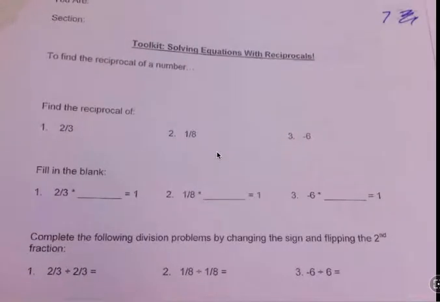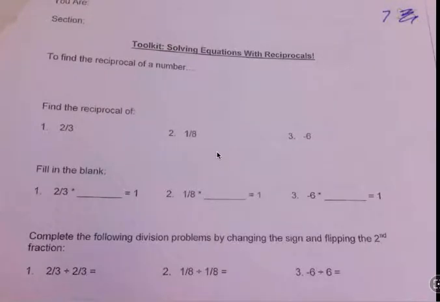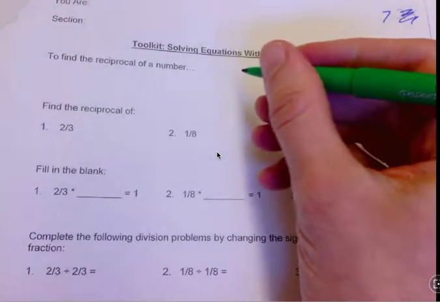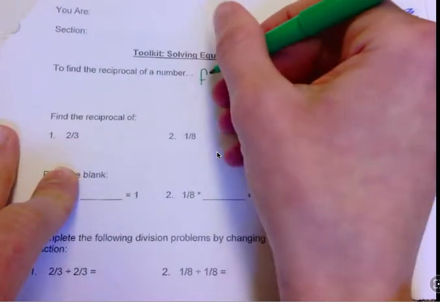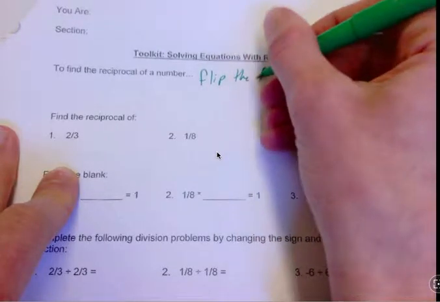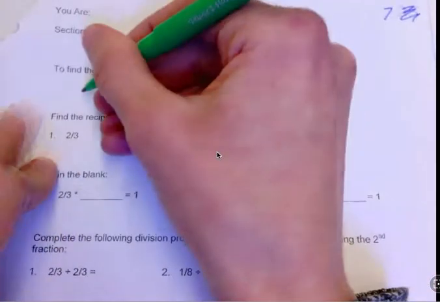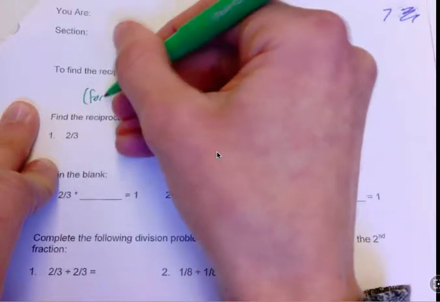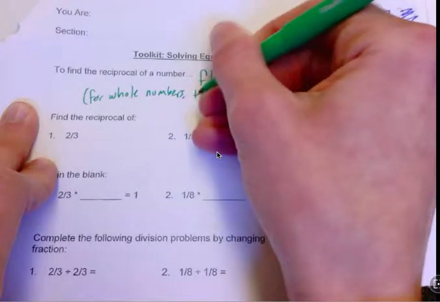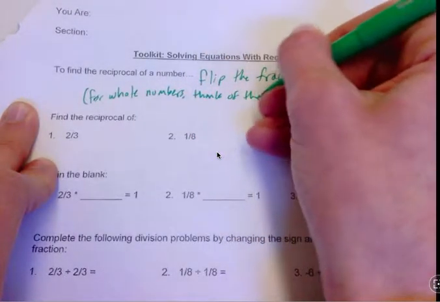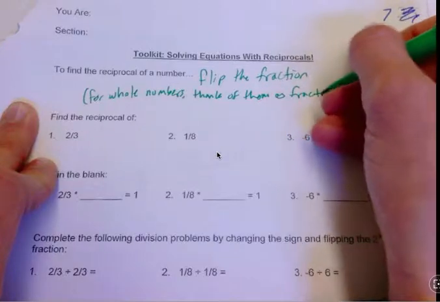Alright guys, this toolkit is about solving equations with reciprocals, and sometimes that's a helpful thing to know about, because if you're dealing with fractions, reciprocals are really important. So to find the reciprocal of a number, you simply flip the fraction. Flip the fraction, and for whole numbers, think of them as fractions over 1.